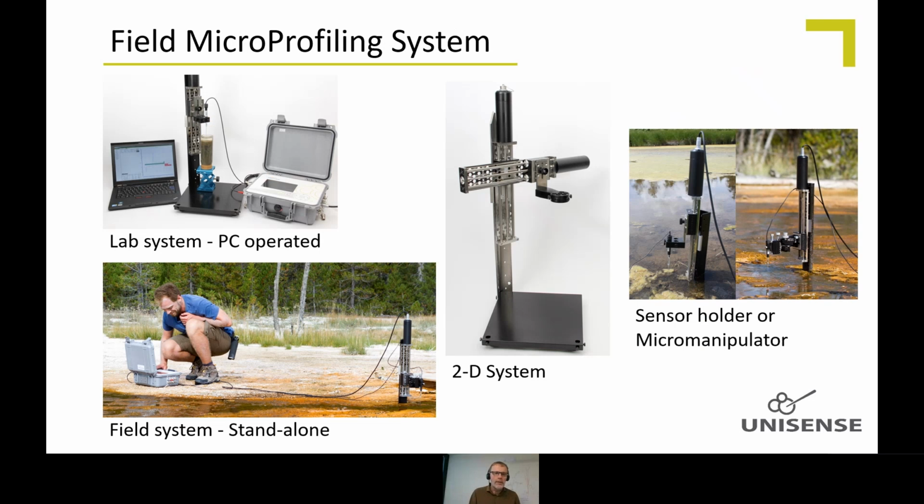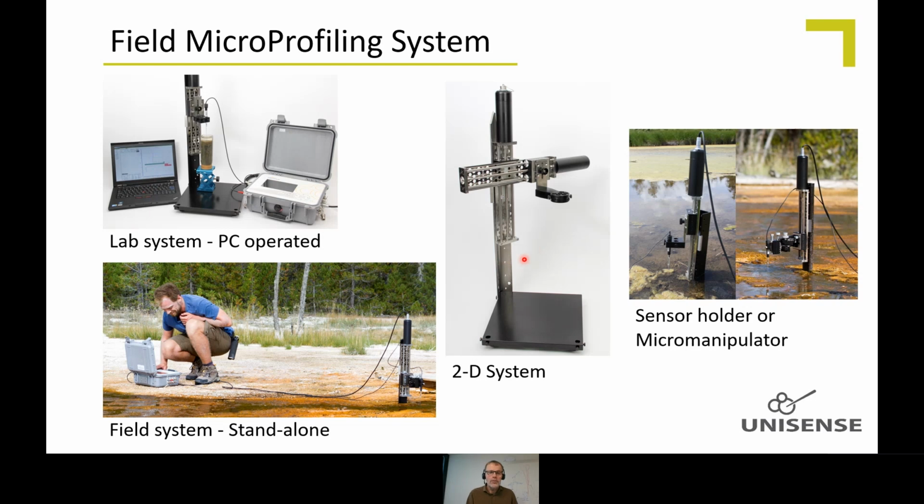And what they used was the field microprofiling system. This one can be used outdoors in the rain. The sensors are waterproof. The field motor is waterproof down to 10 meters, so are the sensors. Cables can be up to 10 meters long, and you can use them like this, operated from the keypad on the instrument, or you can operate it from a PC through our software.